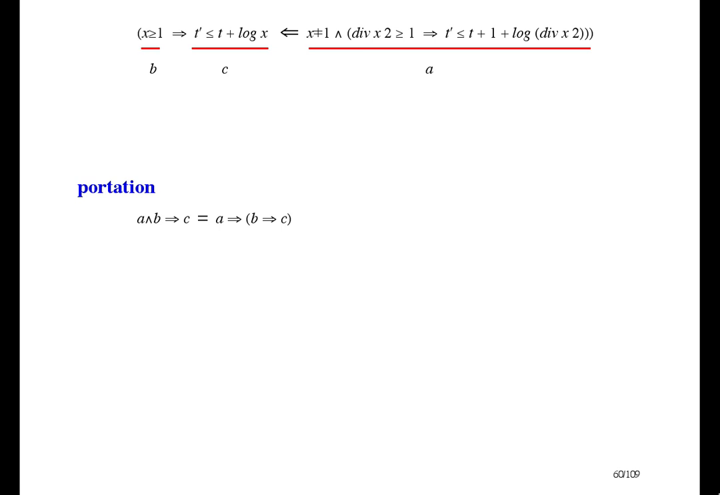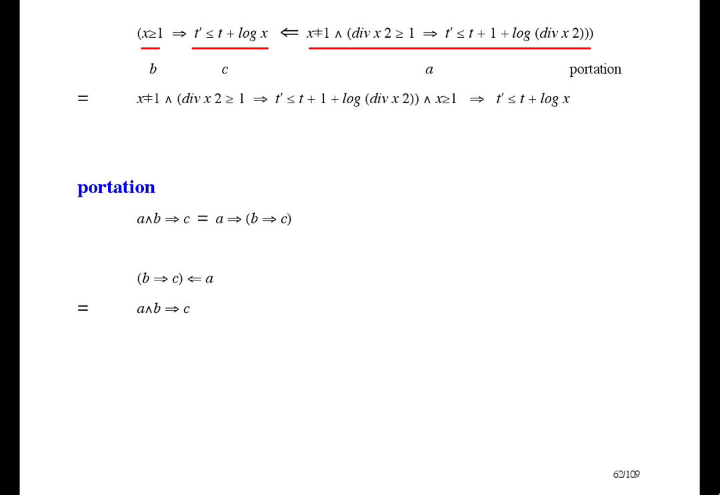Maybe I can make it clearer by rewriting portation like this. Our expression matches the top line of portation. What I say to myself to recognize the pattern is, something implies an implication. A implies the implication, B implies C. And what we do with it is, we keep B implies C, and A moves into its antecedent, where it becomes a conjunct. A and B implies C. So our expression becomes this.